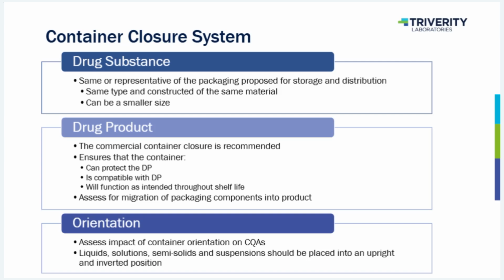And then orientation, you need to assess the impact of container orientation on your critical quality attributes. For liquids, solutions, semi-solids, and suspensions, you need to place them both in upright and inverted positions. So that is like closure up and closure down.